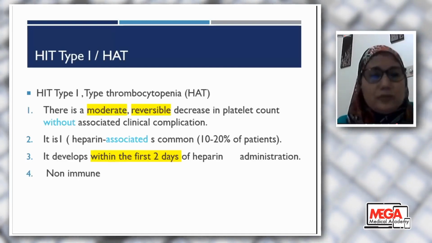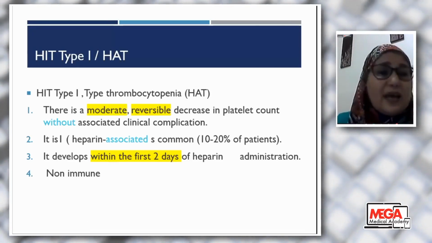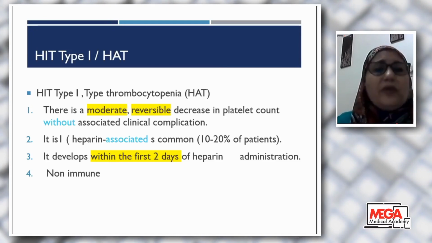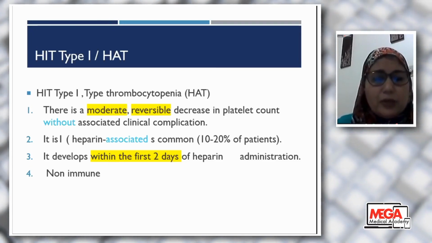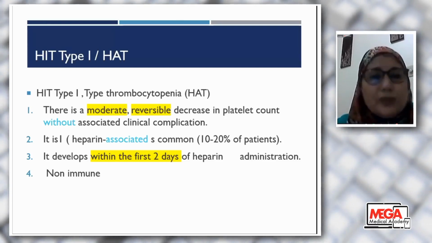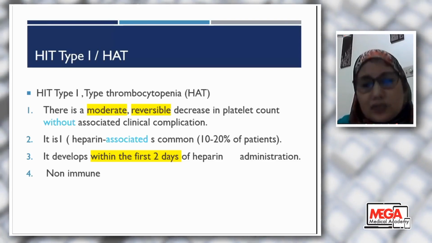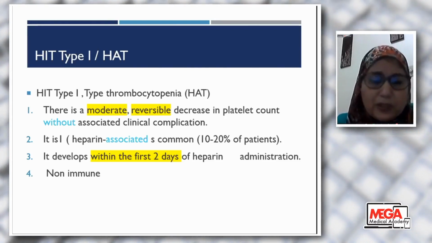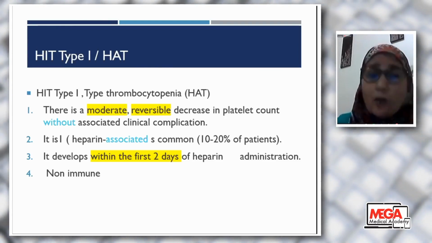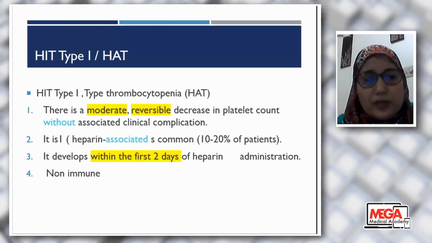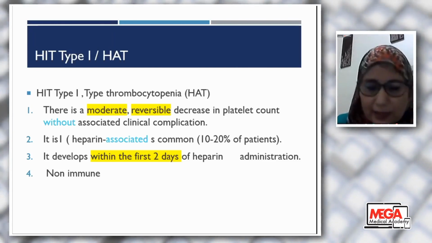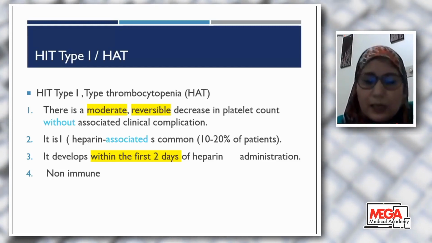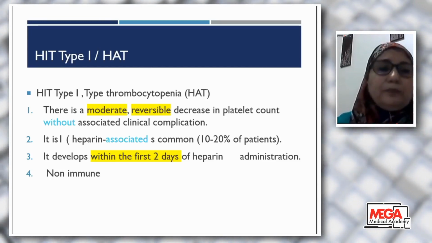Now, the problem comes with the HIT type 2. HIT type 1, HAT, it's a moderate disease. It's reversible even without treatment. So whenever a patient is receiving heparin, after 2 days, the platelet count may show slight decrease. And this occurs in a lot of patients, 10 to 20% of the patients will suffer from HAT. However, because it's not immune and it's moderate and it will reverse spontaneously, there is no problem. And thanks to God, although it's a big percentage, it's a mild complication.